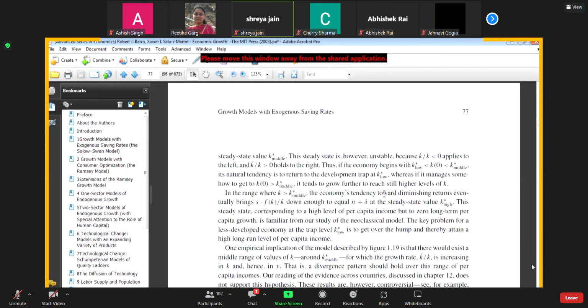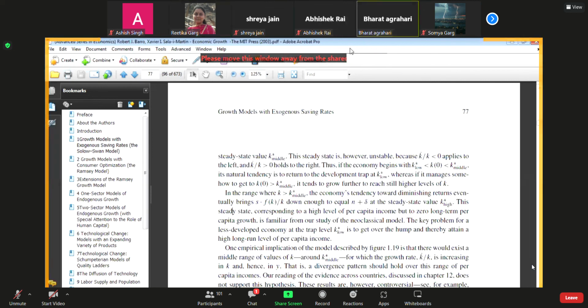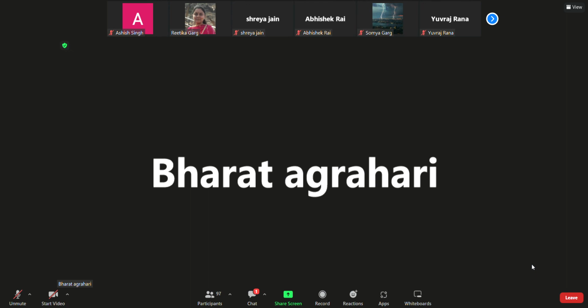Ma'am, I want to ask one doubt. The speed of convergence, beta, is equal to the growth of capital upon the log of that capital. So why have we taken log in that? We can also find that out by taking log of K, because we just want to know when capital increases, how the growth increases, like at what rate.